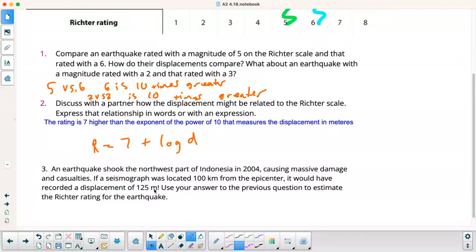So here's my formula. So my displacement's 125. So I will plug that in. Calculate if you want to get a decimal. So log of 125 plus 7. So I'm going to get the rating of 9.097.